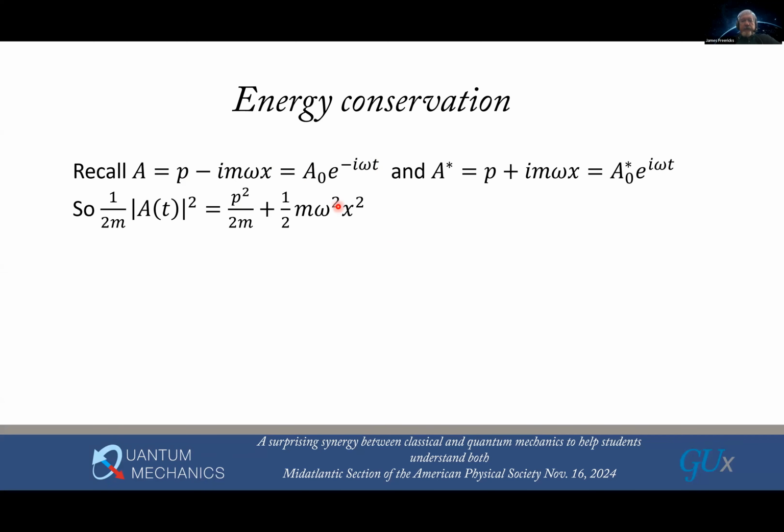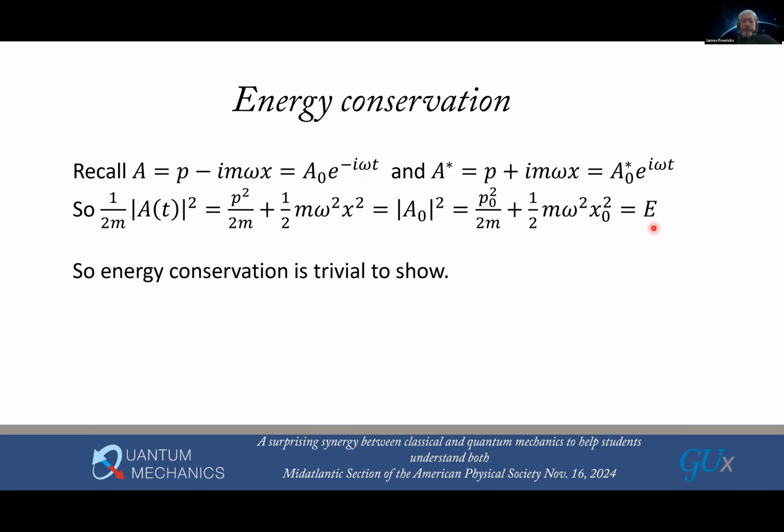But I also can evaluate it from this form. And when I evaluate it from this form, because e to the minus i omega t times e to the plus i omega t is just 1, I'll get mod A0 squared. And mod A0 squared is just P0 squared over 2m plus 1/2 m omega squared x0 squared. That's a constant. And we're going to call that constant E. And you see, that's how you derive energy conservation. It's super easy to do using this technique.